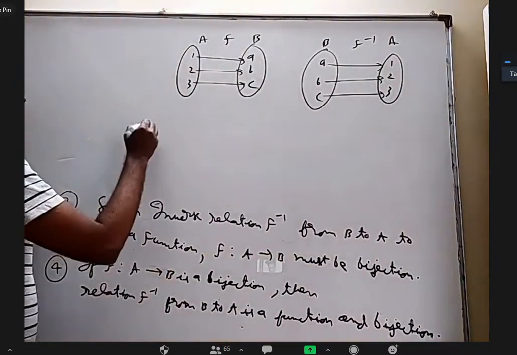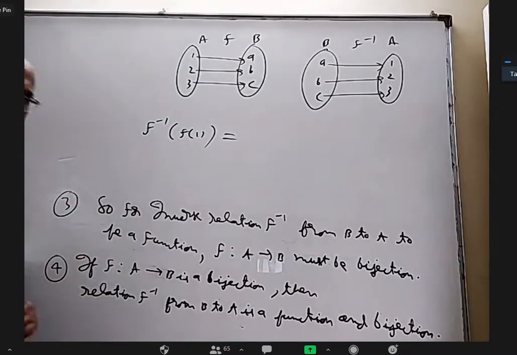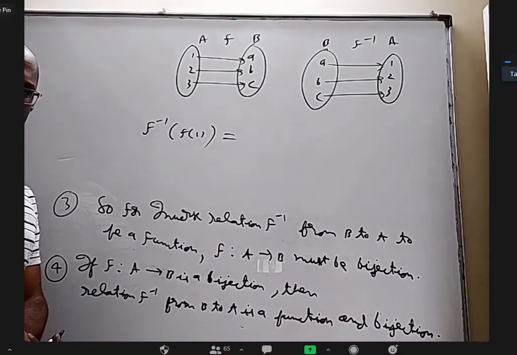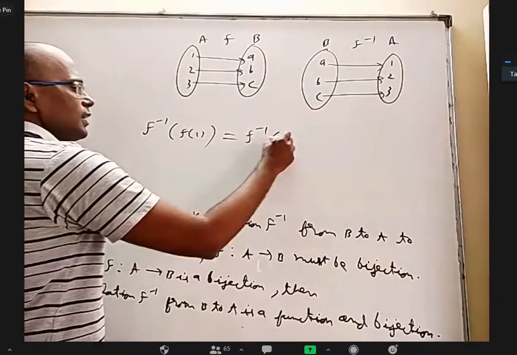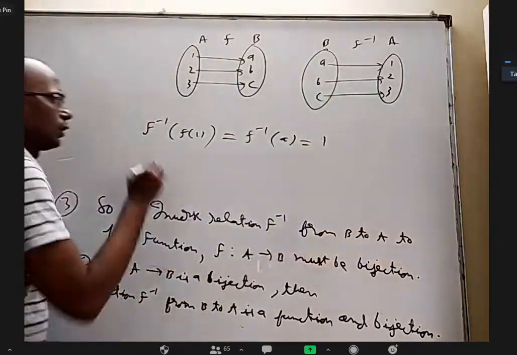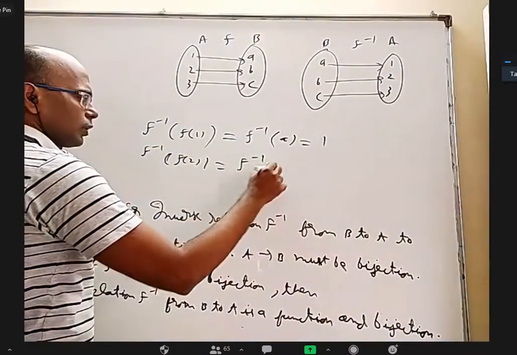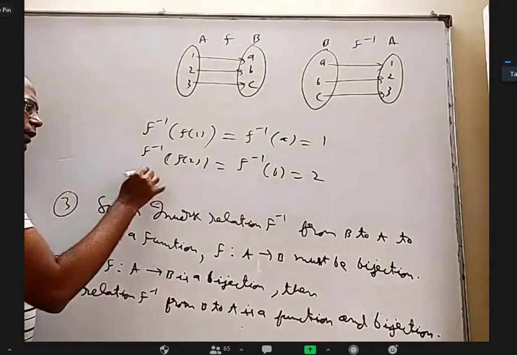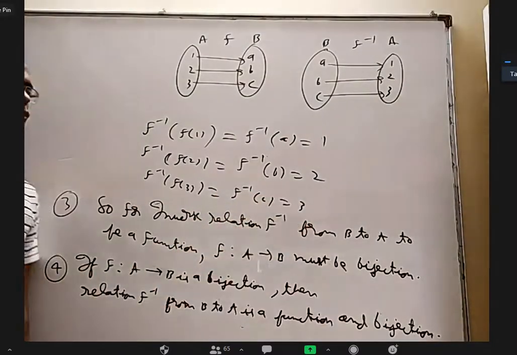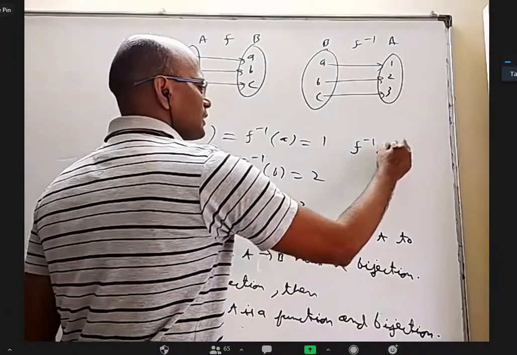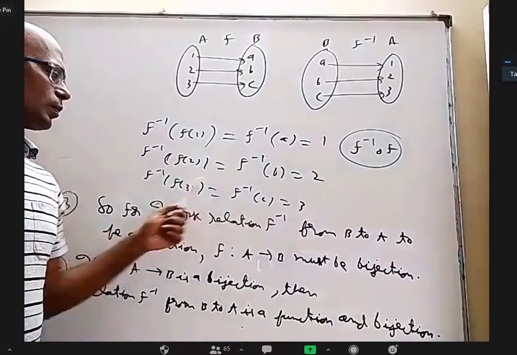Now you have to notice something. Let's say I want to find f inverse of f of 1. What will come? 1 only. f inverse of f of 1 is f inverse of A, and f inverse of A is 1 again. And f inverse of f of 2 is f inverse of B, and it will be 2. And f inverse of f of 3 will be f inverse of C, and it will be 3. So if you take the total f inverse circle f function, image of 1 is 1 only, image of 2 is 2, image of 3 is 3.